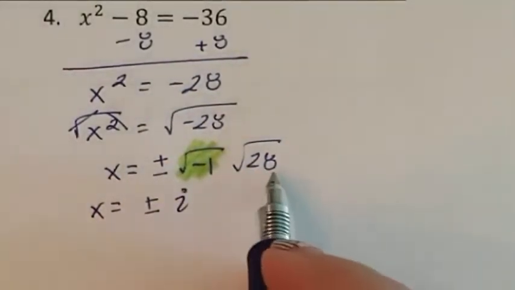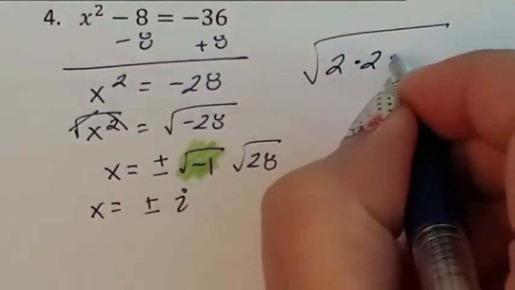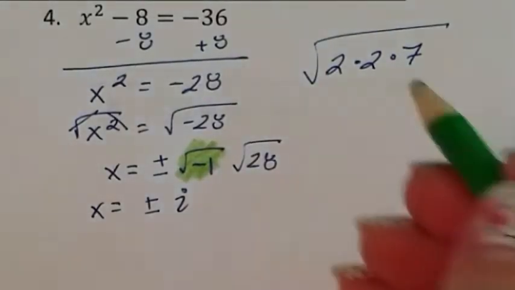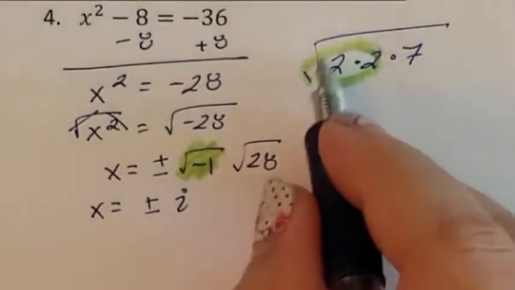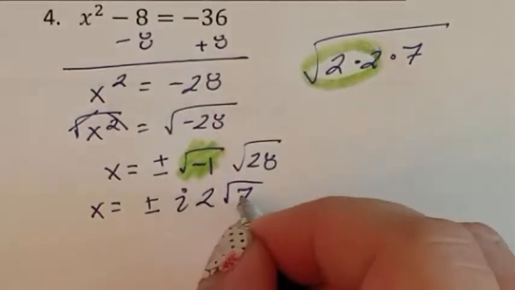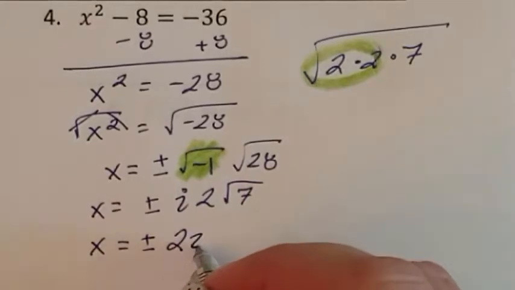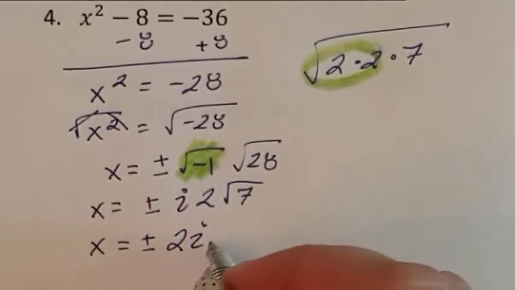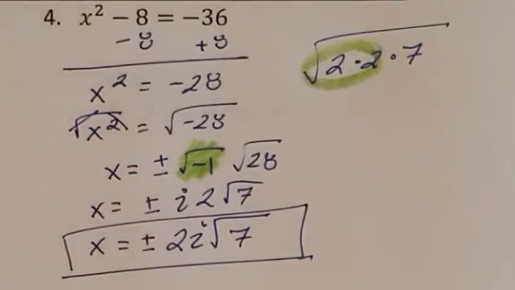And we need to prime factorize the 28. That's 2 times 2 times 7. Remember, if they pair up, they get to escape. So the square root of 28 is 2 square root 7. Rewriting this, it is plus or minus, the 2 escaped. The i always comes immediately after the number. The square roots, if there are any square roots left, come immediately after the i.